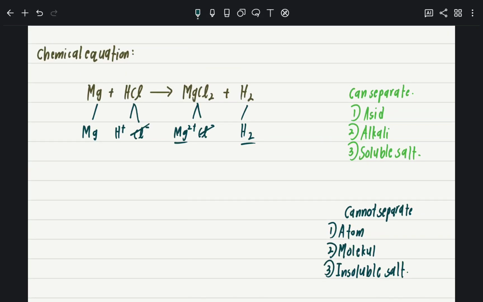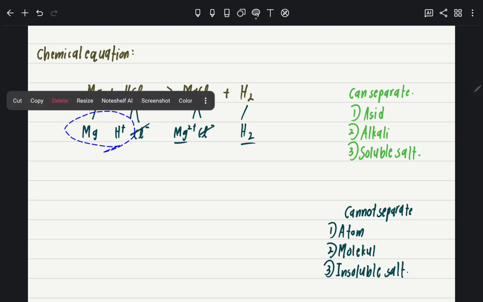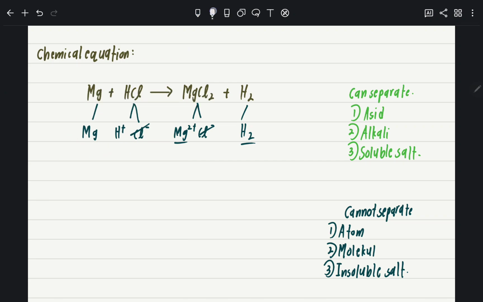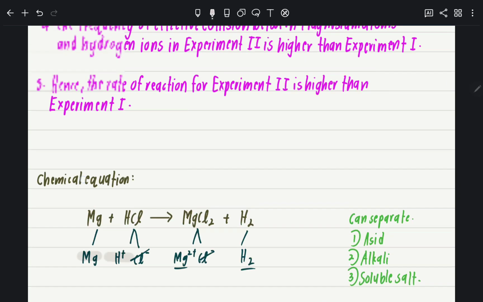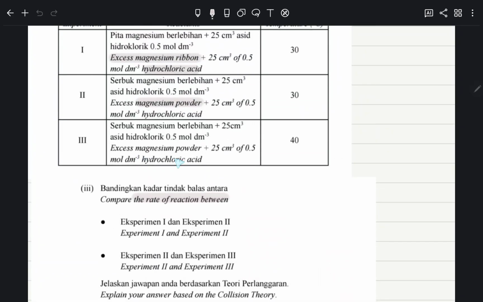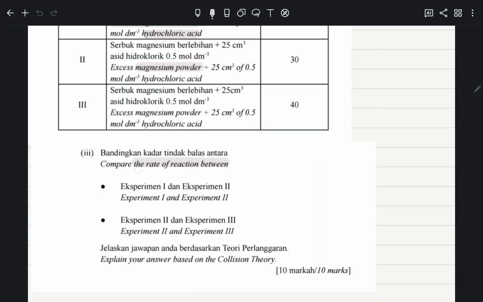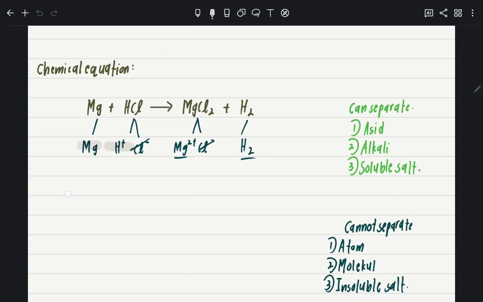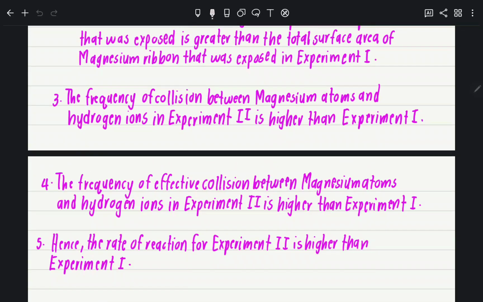So in the side reactant, what is left? Just these two fellows only, which are magnesium and H plus. So magnesium is an atom, we agree, it is an atom. It says excess magnesium powder, excess magnesium ribbon, so it is an atom. And another one is hydrogen ion. That is why I said here the frequency of collision is between magnesium atom and hydrogen ions.